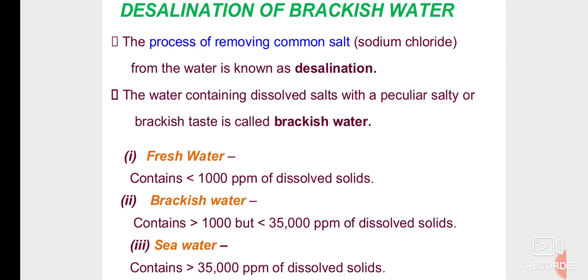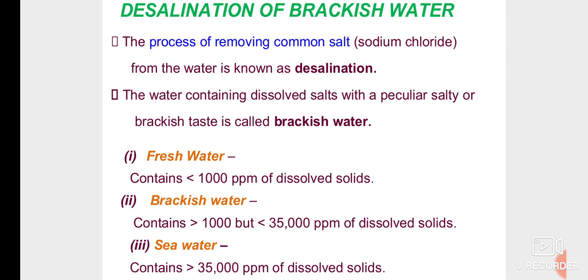So brackish water has more than 1000 but less than 35,000 ppm of dissolved salts. Based on the dissolved salt content in the water, we classify it into 3 types. One is fresh water, second is brackish water, and third is sea water. Fresh water contains less than 1000 ppm of dissolved salts. What are dissolved salts? All the salts or solids dissolved in the water are called dissolved salts or dissolved solids.